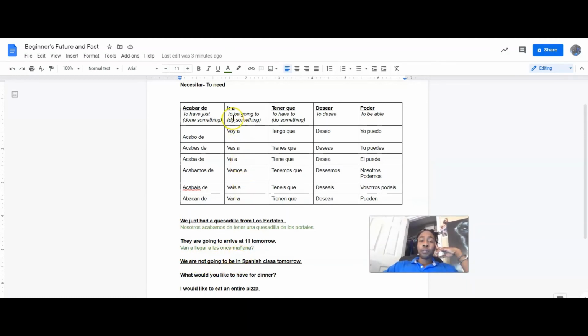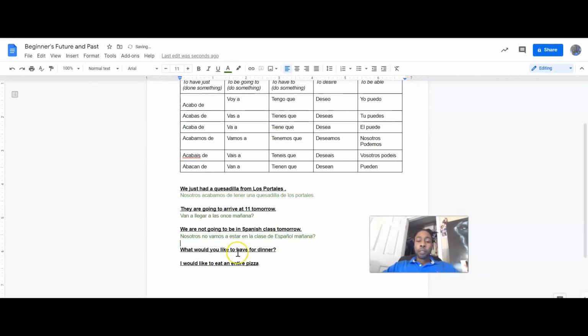La próxima es we are not going to be. Entonces necesitamos el verbo ir a, y en el negativo, where we're saying not going to be, y es para nosotros, es for we. So vamos a decir nosotros no vamos a, we are not going to, y aquí to be es either ser or estar. We're talking about where we're going to be, so we're going to say estar en la clase de español mañana.